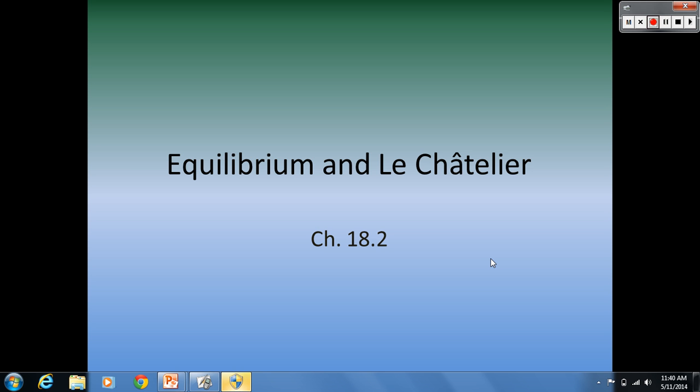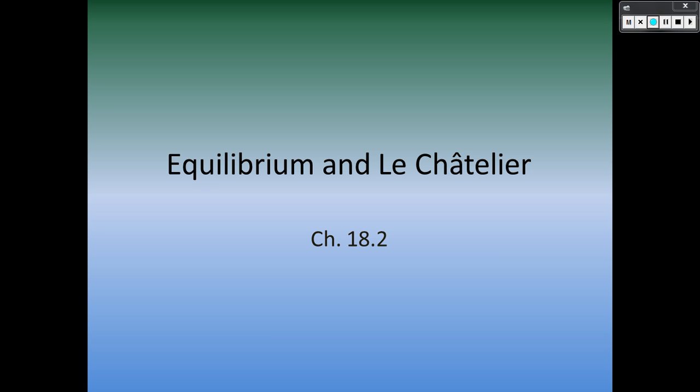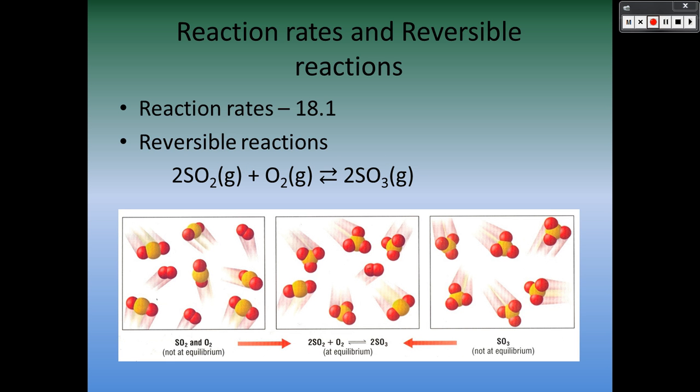But you do need to know a little bit about reaction rates. It's hard to understand equilibrium without thinking at all about reaction rates. So reaction rates are in chapter 18, section 1. You don't need to go into that in detail, but certainly those of you who are interested in really understanding a topic, you might want to at least glance through it, get a couple ideas, understand what reaction rates mean.